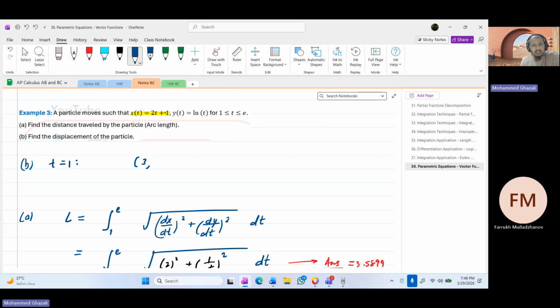I'm substituting here, finding the displacement. 2 times 1 is 2 plus 1 is 3, and len of 1 is 0. So 3, 0. And if the value of t is equal to e, you will have 2e plus 1, and what's len e? Len e is basically 1. What's len of e? 1. Are we good?